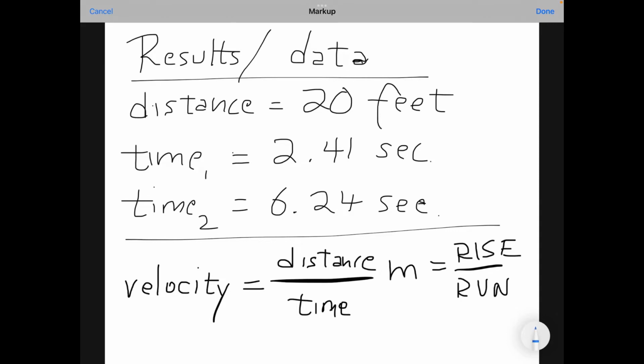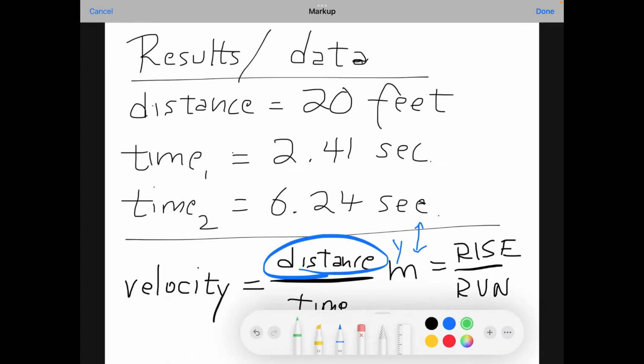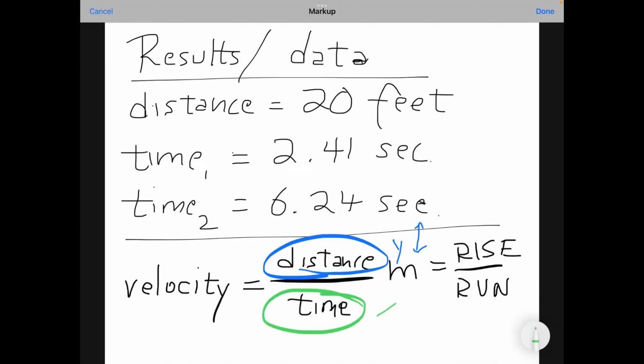Therefore, when we put these data on the graph, we'll have distance be our y value. That's the vertical axis or rise. And we will have time be our x value. That's the horizontal distance or run.